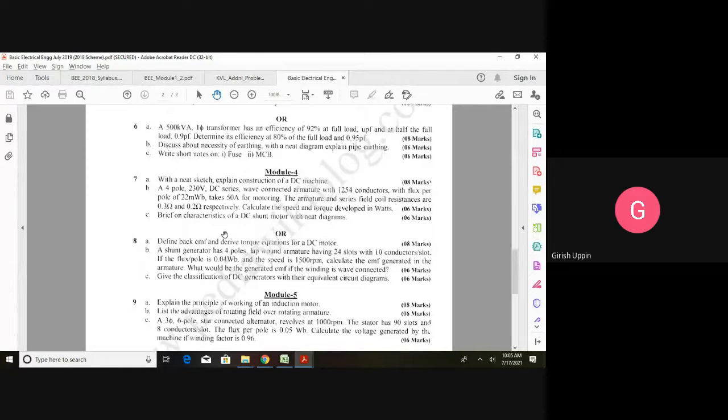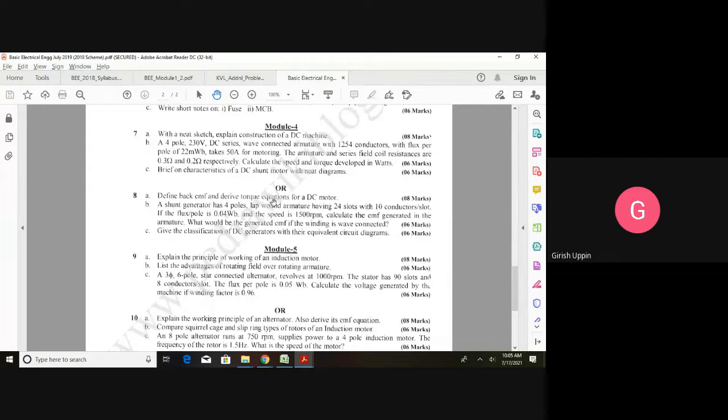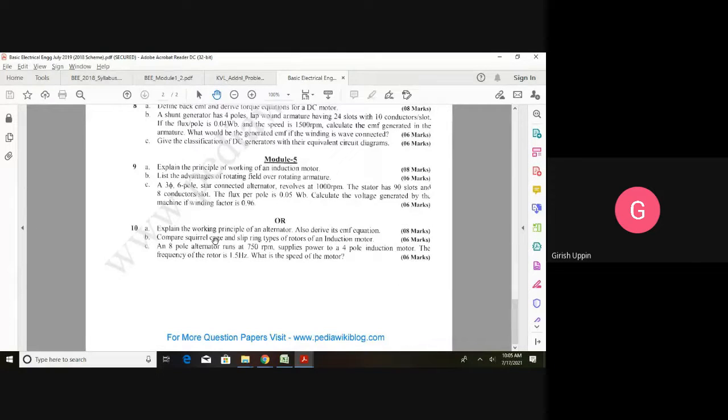So we have characteristic diagrams for three different types of motors, but here they have asked only one, for 6 marks. Define back EMF, derive torque equation for the DC motor. This is the problem. Give the classification of a DC generator with their equivalent circuit diagrams. So we'll look into which are the different types of DC generator.